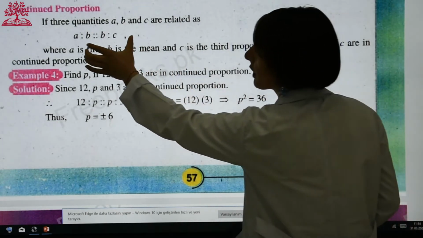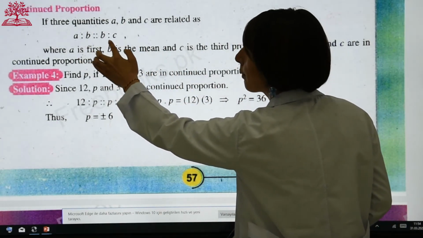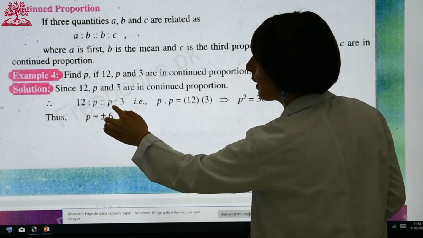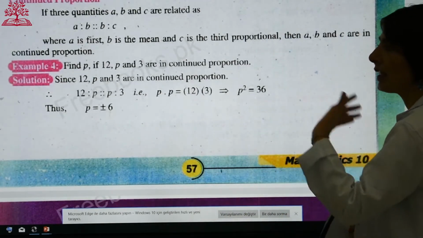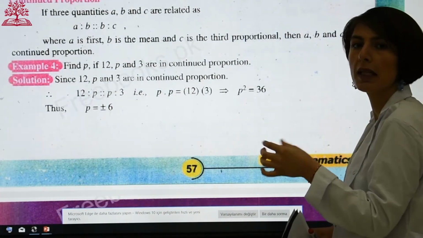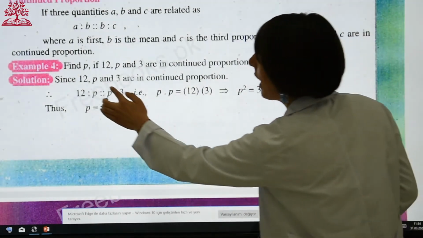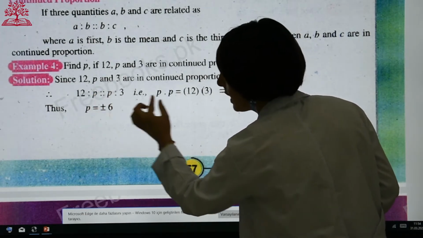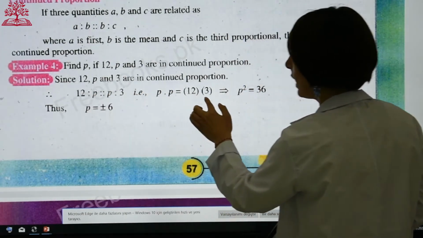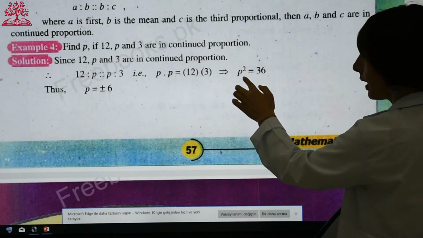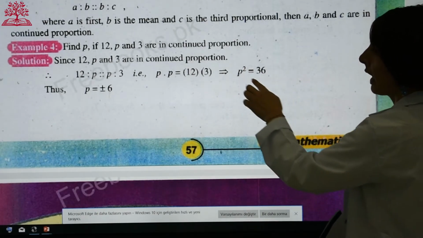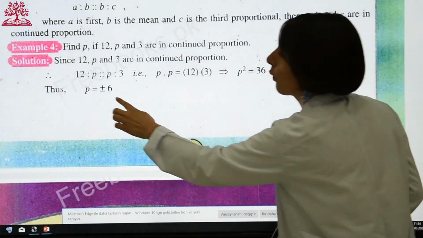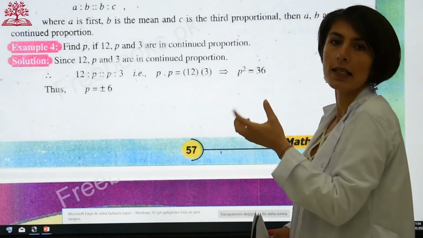I know that the form of continued proportion is A to B equals B to C. So I can write 12 to P equals P to 3. And if I continue again with the same rule that the product of means equals the product of extremes, I have to write that P times P, so these are my means, equals 12 times 3, and all equals P to the power 2 equals 36. It is to the power 2, so I have two values, one negative and one positive. So P equals plus minus 6.